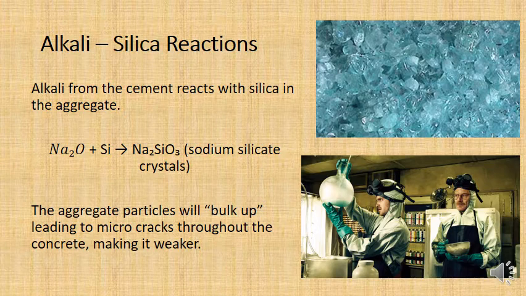Now, what can happen is over time that can react with silicas which are found in the aggregate. So all aggregates have some level of silica inside them. And this can cause all sorts of reactions which form crystallization. So here's an example of a reaction that takes place. You've got disodium oxide from the cement reacting with silica from the aggregate, and that forms sodium silicate crystals.